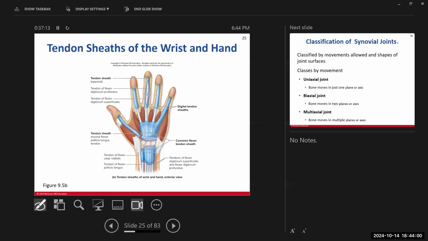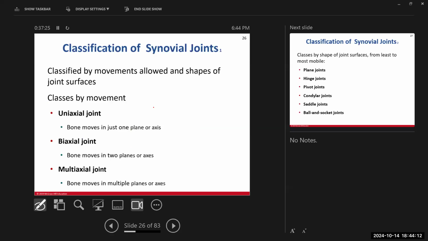All right, now we're going to move on to another part of the synovial joints, and we're going to talk about their movements. So we're going to talk about how we classify their movements here. So, classification of synovial joints, and we're going to discuss how the movements occur basically due to the shape of the joints there.